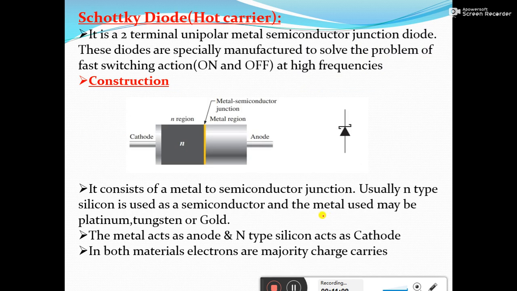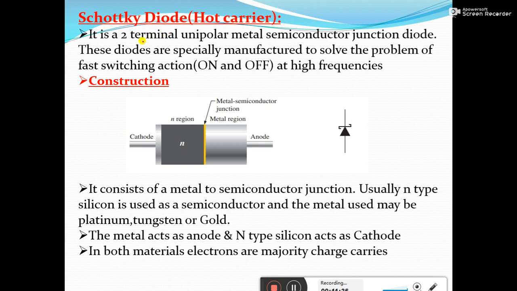Okay, so next one is the Schottky diode. It is also referred to as a hot carrier diode, because hot carrier means the kinetic energy of the charge carriers will be very high here. As in the case of the tunneling diode, here also the charge carriers' kinetic energy will be very high. These charge carriers with high kinetic energy are referred to as hot carriers.